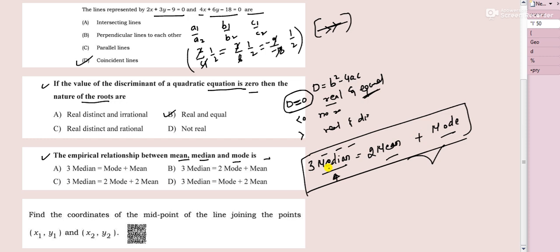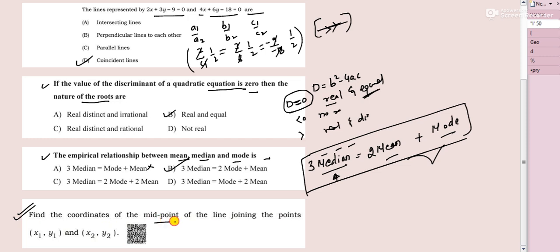So here the formula is 3 median is equal to 2 mean plus mode. Yes, option number B is the correct one. Now I have taken a question from the 1 mark section, and that is from coordinate geometry. This is a repeated one.